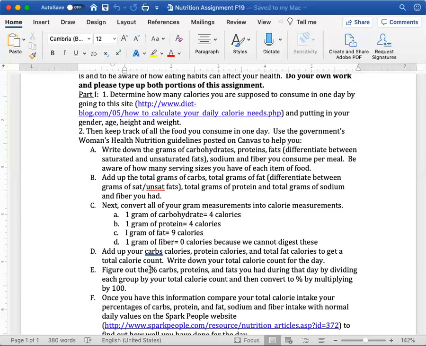Then you need to add up all the categories once you have your total counts, because you need to figure out how many calories you took in that day, right? So you looked up how many you should have, you added up all of the various categories, the macromolecules, you converted them to calories, and you figured out how many calories you took in that day. Then I want you to figure out the percentage. So take your carb calories, divide by total calories, times 100. So you're going to figure out the percentage of carbs you took in, the percent proteins and fats.